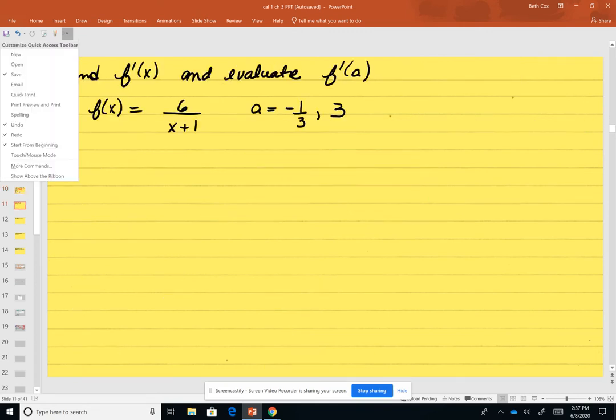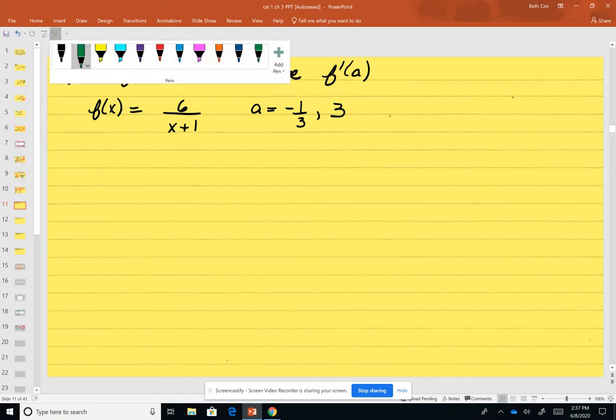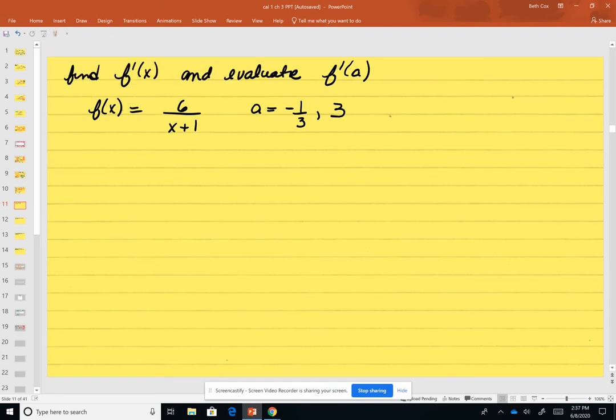Okay, so now in this example, we have a rational function. So this one is much more interesting than the one we just did. Okay, so this one is a rational, and then they want us to plug in the two numbers after we do it. So here we go. So we're going to do f of x plus h minus f of x over h, and then we're going to take the limit as h goes to 0.